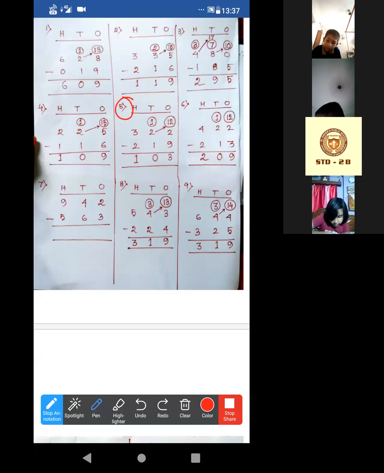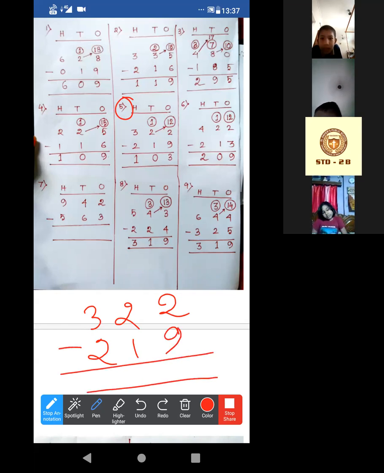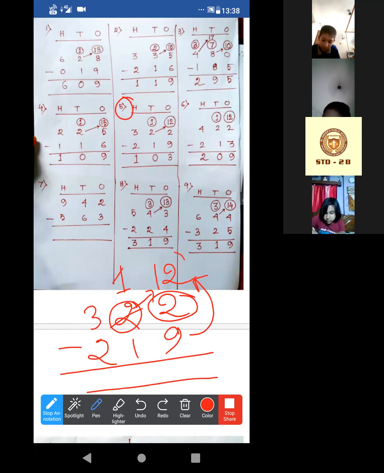Okay, it is given 322 minus 219. Look, these two will be becoming 12. One we have borrowed from these two, so these two will be becoming 1. The same rule, even I am explaining for each and every sum. Now start counting after 9 till this 12. 3 places will be there.